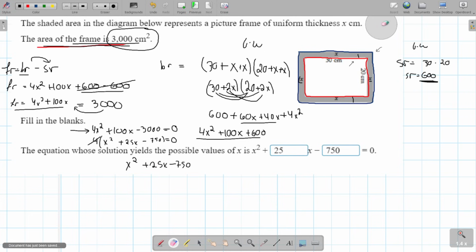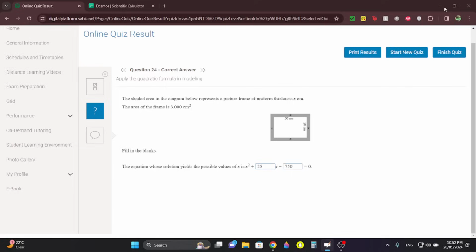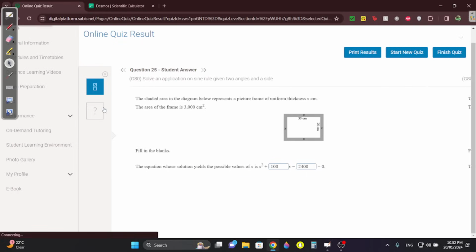It's a long question, and our math teacher said this came in previous exams many times. So I would suggest you try understanding. If you don't, it's fine, one question wrong will not make really a big difference. That's how you solve 24.